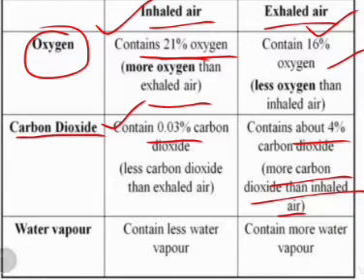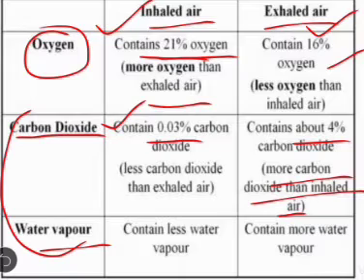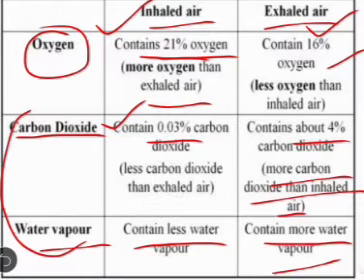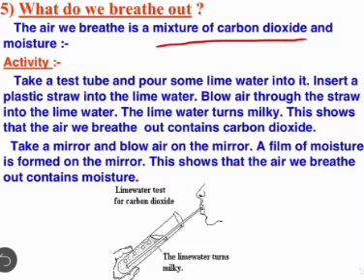Now next we come to the water vapor. These are the two main substances which are present in exhaled air. Water vapors are in very less amount in inhaled air, but exhaled air contains more amount of water vapor. This is clear from this activity that the exhaled air contains carbon dioxide and moisture or water.